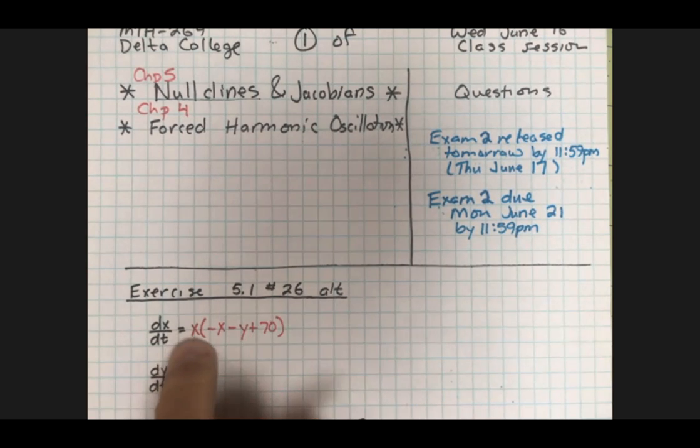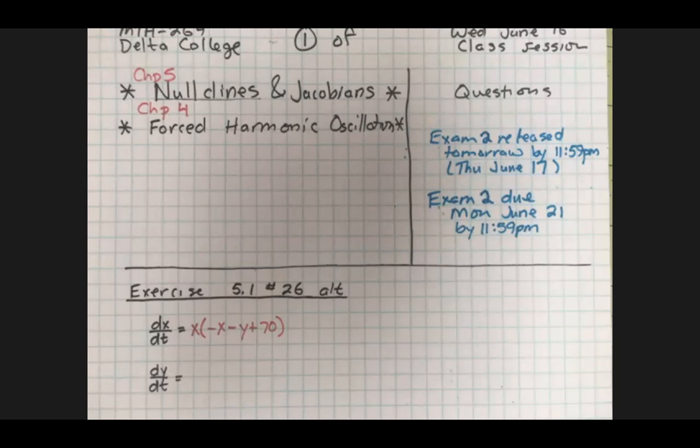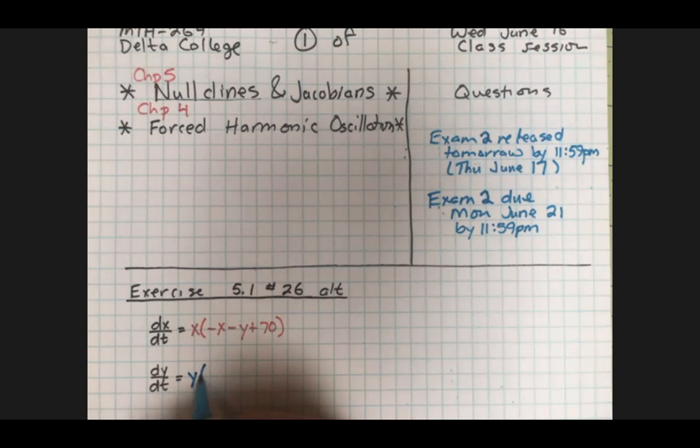So dx/dt is x times (minus x minus y plus 70). dy/dt, let's let that be y times (minus 2x minus y plus 100). This is a little bit different than exercise 26. Exercise 26 has a parameter here, a number that's going to vary. And we'll do that. But first, I just want to look at a specific number.